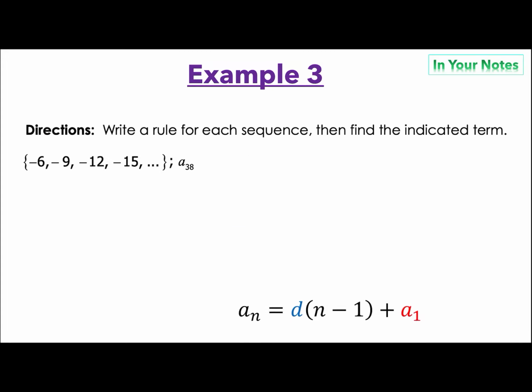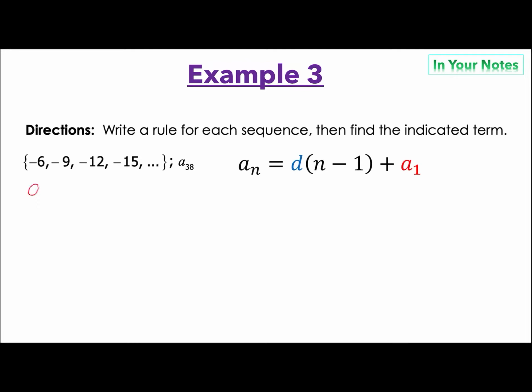All right, example 3. Once again, write your formula first. We need to find out what is a sub 1. We need to find out what is d. A sub 1 is the first term, which is negative 6.